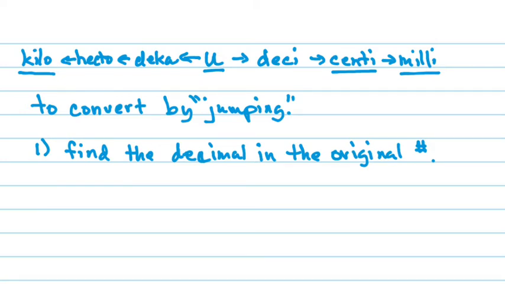So it's important that you understand where it is. So if you don't see a decimal, then put one in. And if there isn't one, it's always at the end. So remember that about numbers. If you don't see a decimal, that means it's at the end.